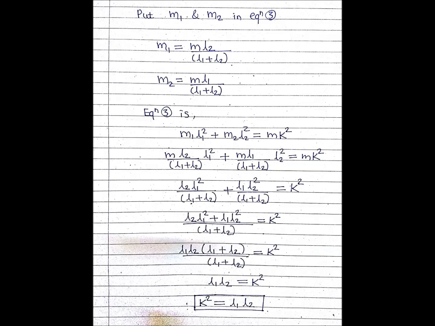Whatever relations we have obtained for m1 and m2, we can put those relations in equation 3, and after mathematical arrangement we will have the relation k square equal to l1 l2.